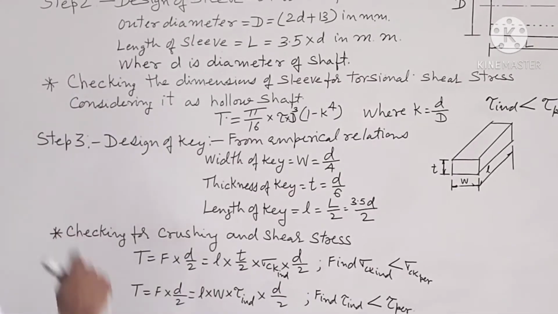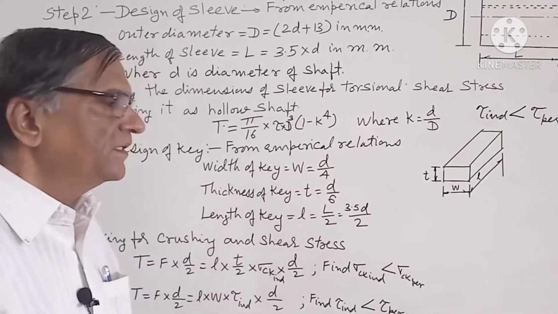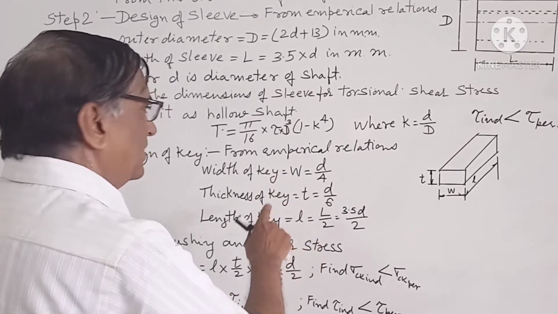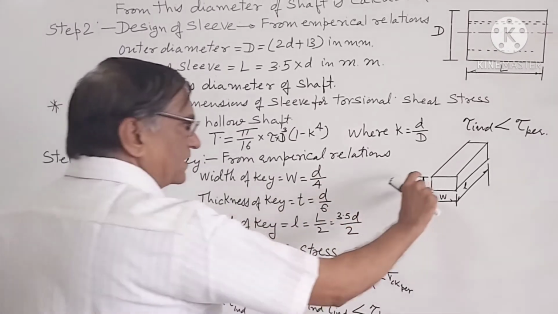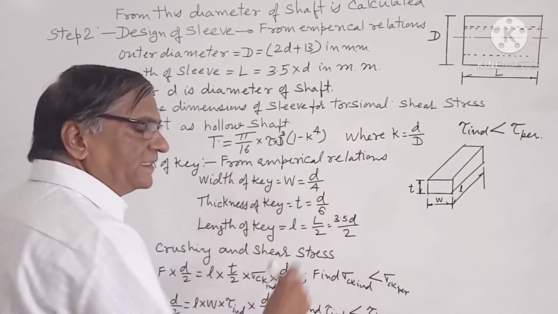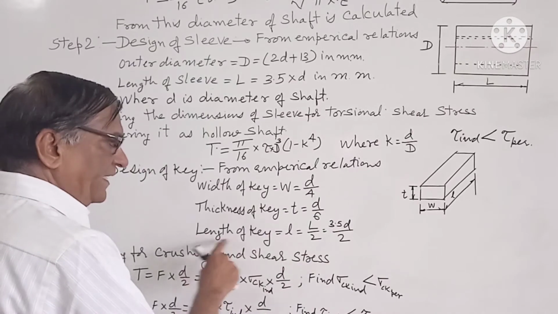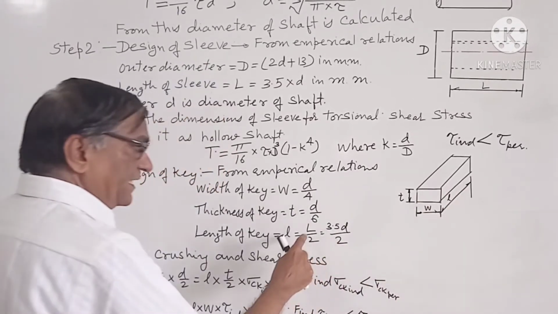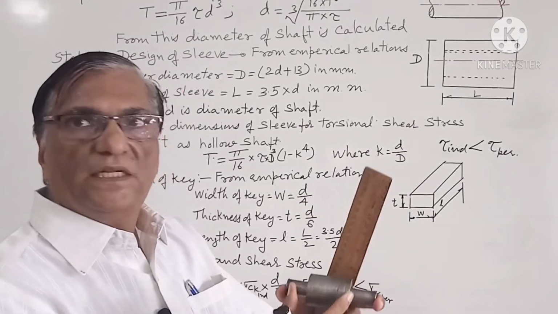Now step 3, design of key from empirical relations. From empirical relations, the width w is taken as d by 4, and thickness of key is taken as d by 6. Length of the key is taken as half the length of the sleeve.